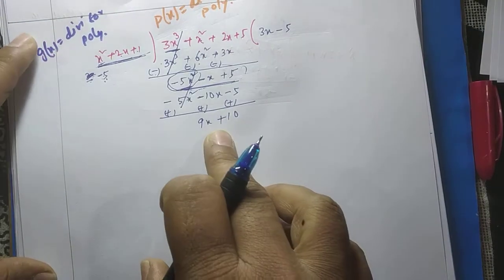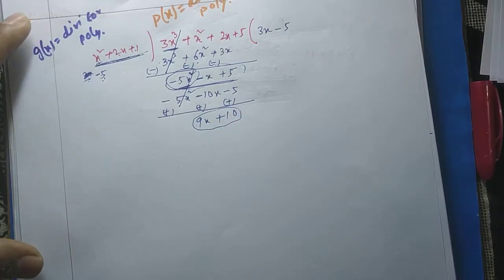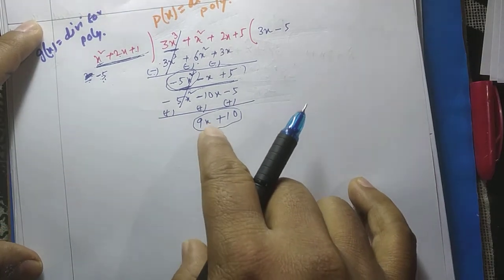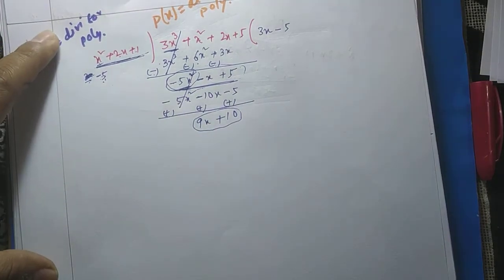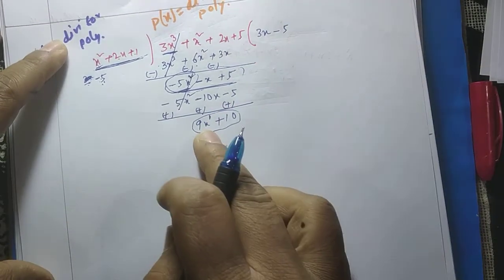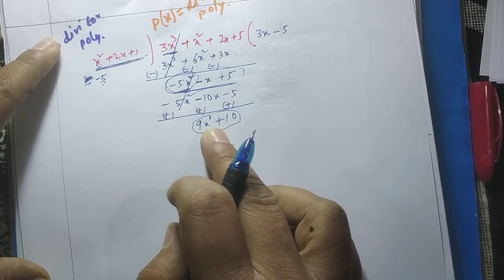Now look at the final polynomial. What is that? 9x plus 10. Now tell me, what is the degree of this polynomial? 1. Why will it be 1? Because the maximum power of x is 1. So it is a 1 degree polynomial.